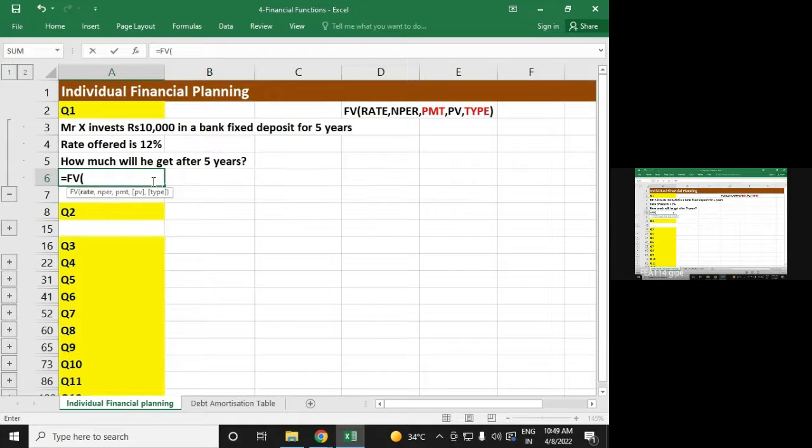So for example here, X has invested 10,000 in a bank FD for 5 years. Rate of interest is 12%. How much will he get? So when I write is equal to FV and open the bracket, it will say rate. So rate है 12%. Number of year है 5. As we said, PMT will be 0 for the first 5 examples. And PV, today we are investing 10,000. So answer is 17,623. This is how the financial function would look like.